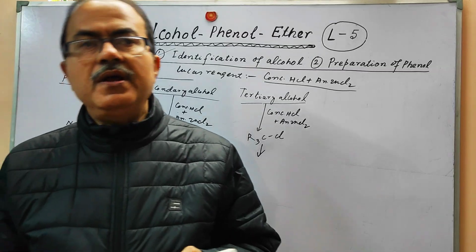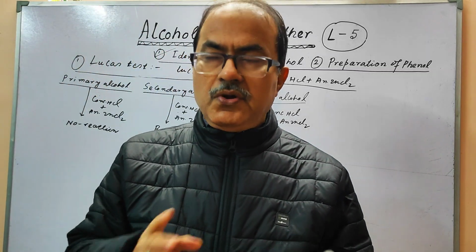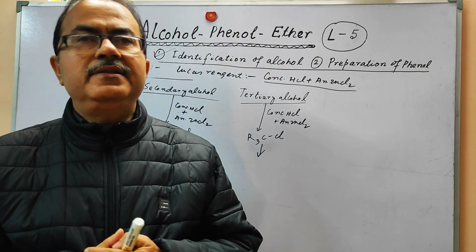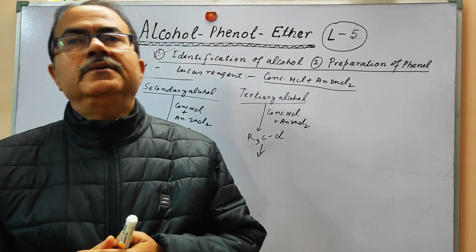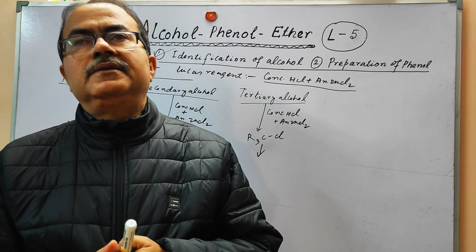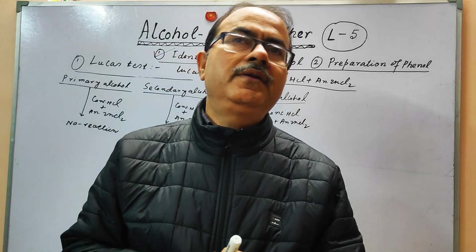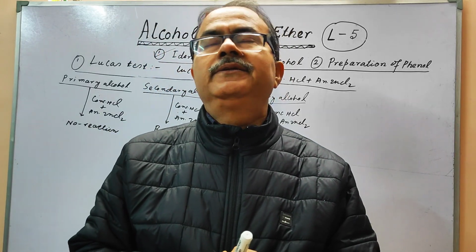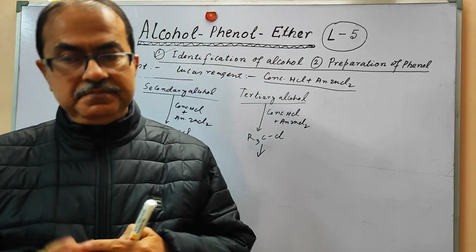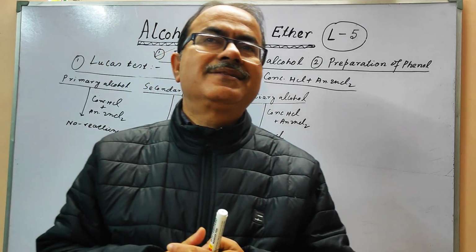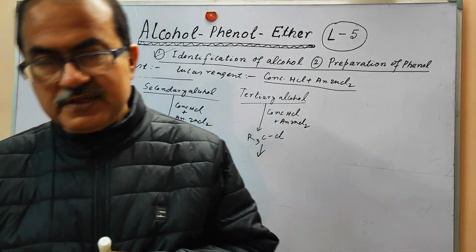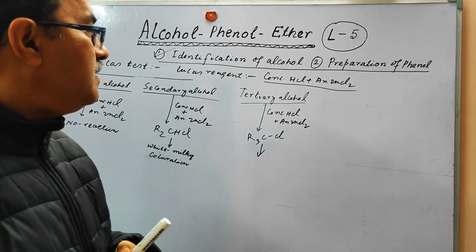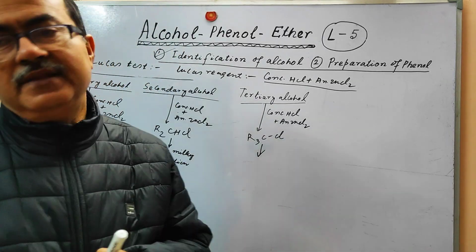For primary alcohol at room temperature, it will not react. Nothing is going to form there. And for the secondary alcohol, what do we find? We will find that there will be a change in the coloration, but it takes some time. After 5 minutes we will find it. So from the Lucas reagent, we are able to identify the alcohols.